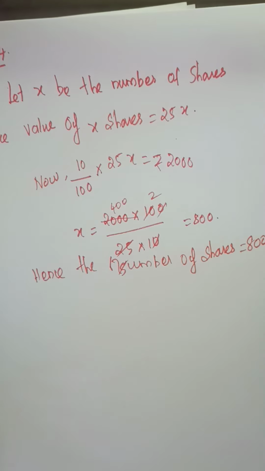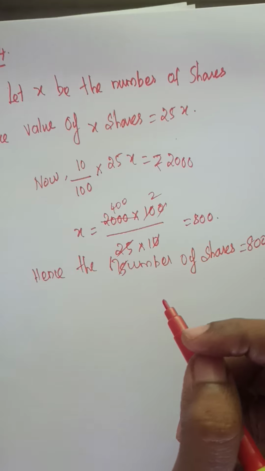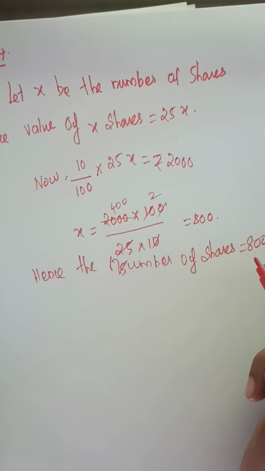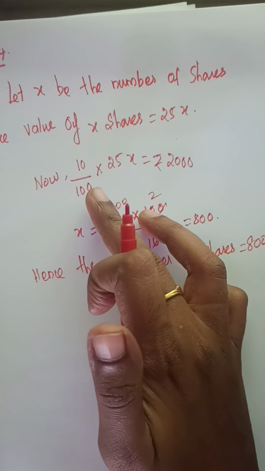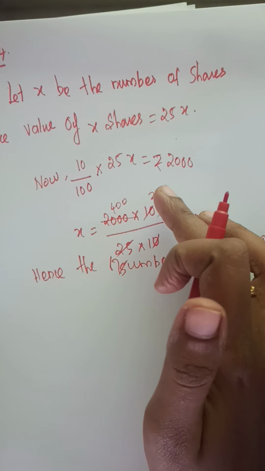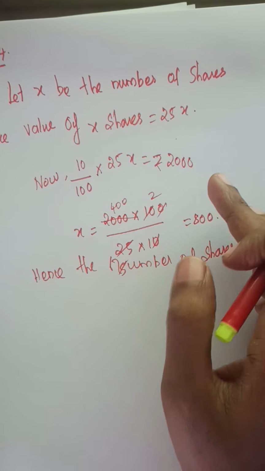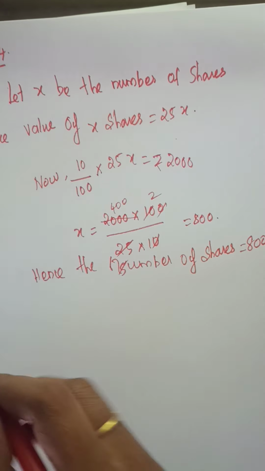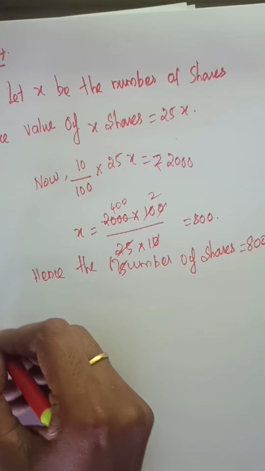What about the number of shares? 800. Understand? So let x be the number of shares. From that, face value of x shares is equal to 25 into x. Now according to the given condition, 10% of 25x shares is equal to 2000. From that, if we find the x value, we will get the number of shares. Understand? Okay, let's move to the next question.